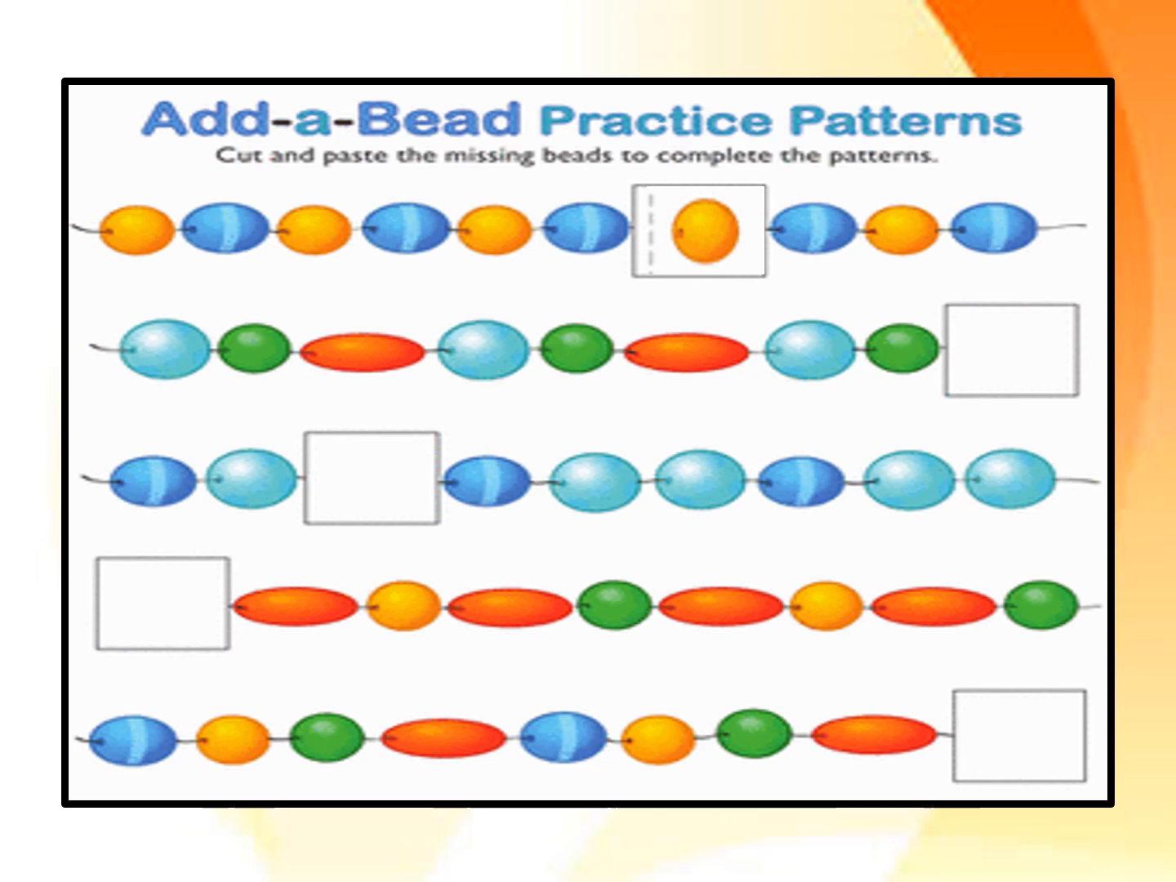How about on our next example? The next bead is a red-orange elongated bead. On our third example, the missing bead is a blue-green circle bead. How about on our fourth example? The missing bead is a green circle bead. And on our last example, the missing bead is a blue circle bead.